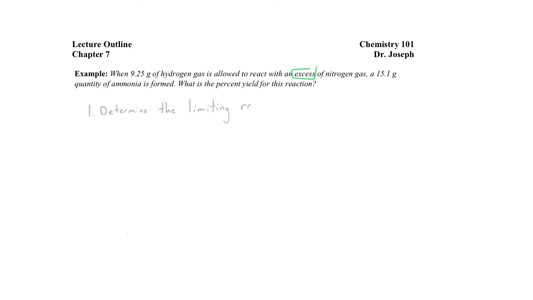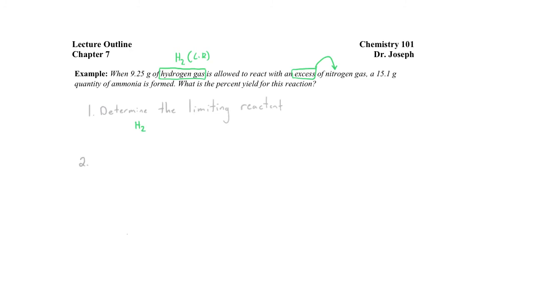So if we have two reactants, hydrogen gas and nitrogen gas, and we're told that nitrogen gas is in excess, that means that one is not the limiting reactant, and the only other reactant we have is hydrogen. So therefore, hydrogen gas must be the limiting reactant. So let's just write that down.